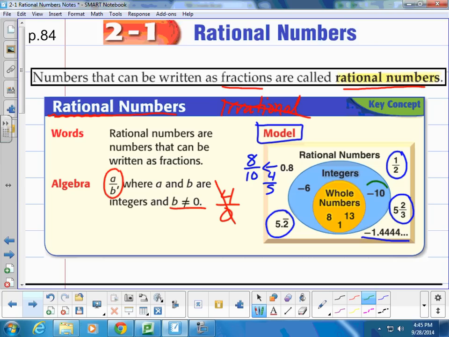Other numbers are like integers. Those are my positives and negatives. We've seen those. We've worked with those. They're rational numbers because I can also write them as a fraction, but they're integers as well because they're negative or positive. Whole numbers are rational numbers, integers, and whole numbers. They can be written as fractions, 26 over 2 or 13 over 1. So they are considered rational. They're positive numbers, so they're integers. And since they are positive, they're also whole numbers.